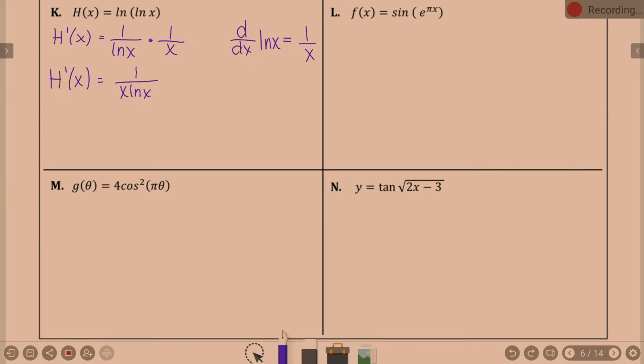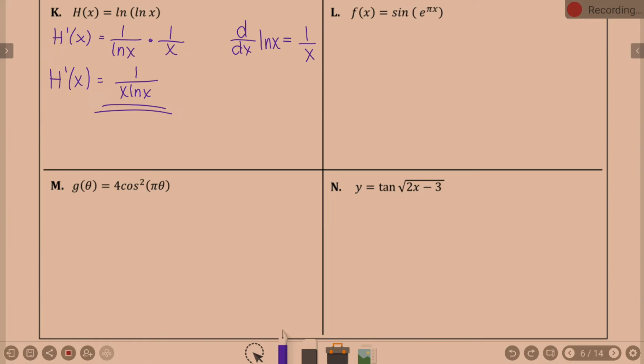So the answer is 1 over x ln x. And here's the deal, guys. Do we see these crazy derivatives all the time? No. But we've got to get the basics. Here's the starter.